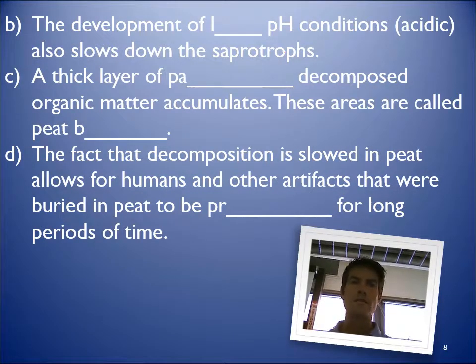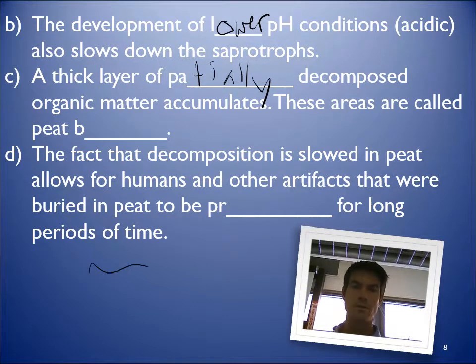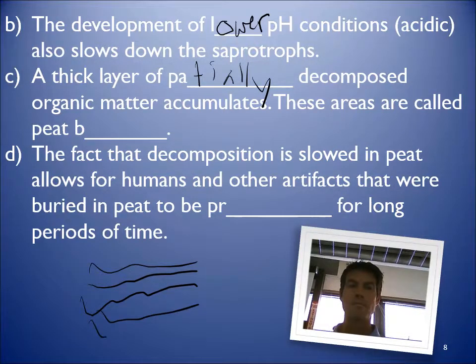And the development of that, this lower pH condition, slows down those saprotrophs. And a thick layer of partially decomposed organic matter accumulates. So just over the years, you get more peat, which is a plant, building up and not decomposing. Those are called peat bogs.